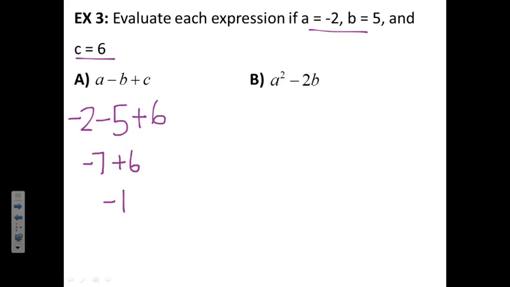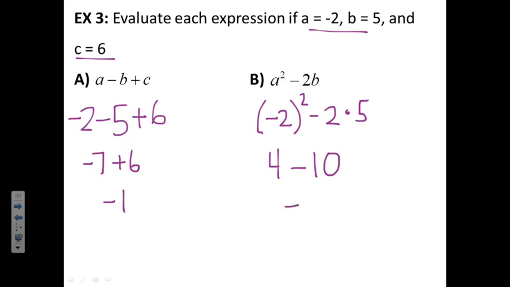On B, because there's an exponent, I'm going to use a parenthesis. So I have A, which is negative 2, we're going to square it, minus 2 times B, and B is 5. And I'm going to do that exponent first. Negative 2 squared is negative 2 times negative 2 is 4. And I can actually do this multiplication at the same time. So I'm going to take that 2 times 5 is 10. And we go 4 minus 10 gives us negative 6 for our solution, or our answer.